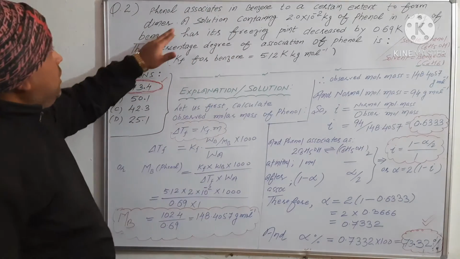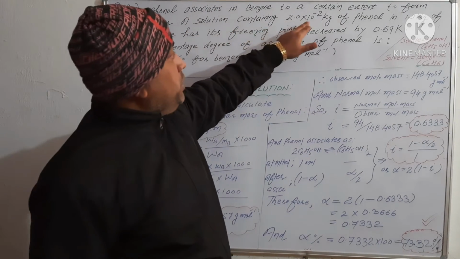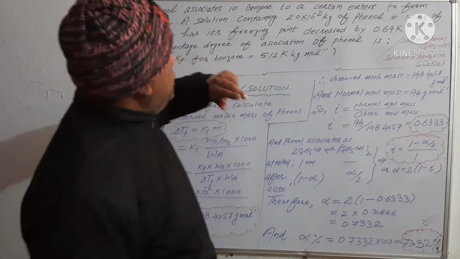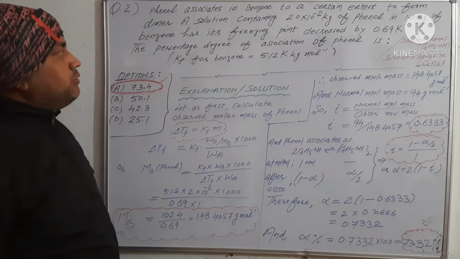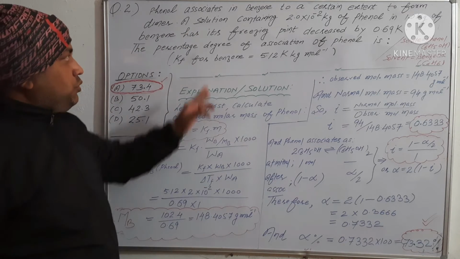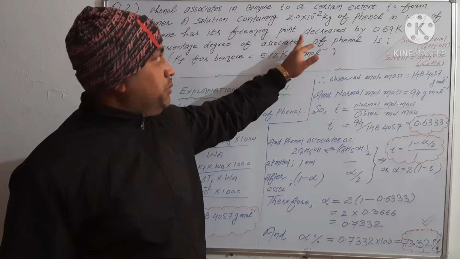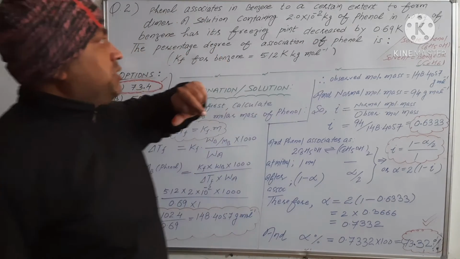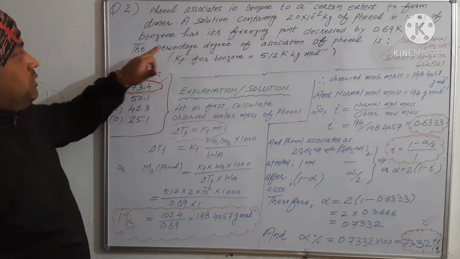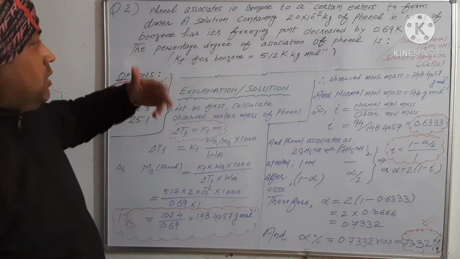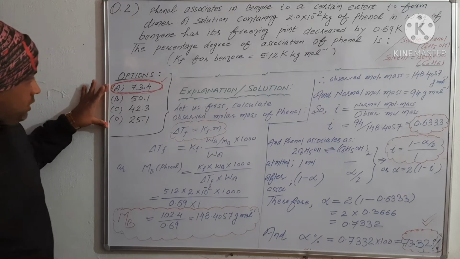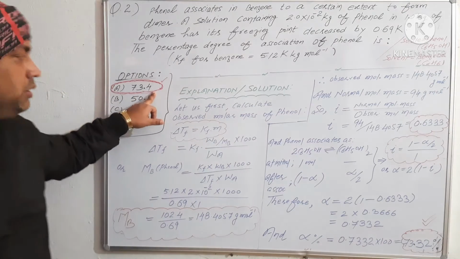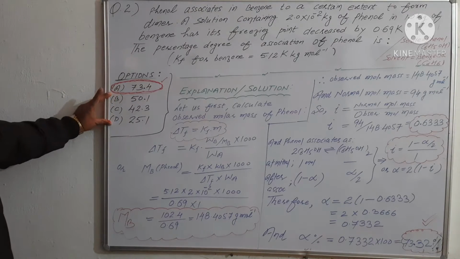A solution containing 2.0 × 10^-2 kg of phenol in 1 kg of benzene has its freezing point decreased, that is the depression in freezing point, ΔTf, by 0.69 Kelvin. The percentage degree of association of phenol is asked. Four options are given, and we found this option is the correct one and the other 3 are wrong.